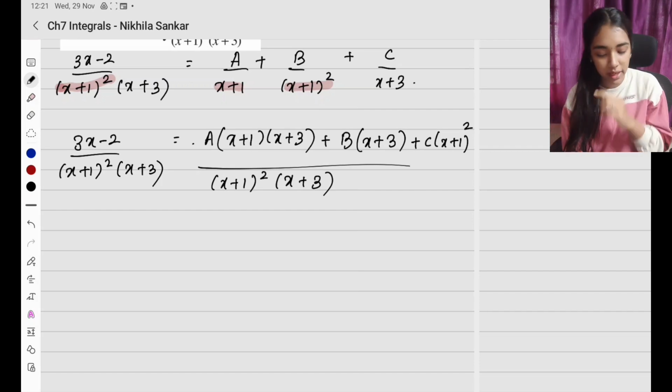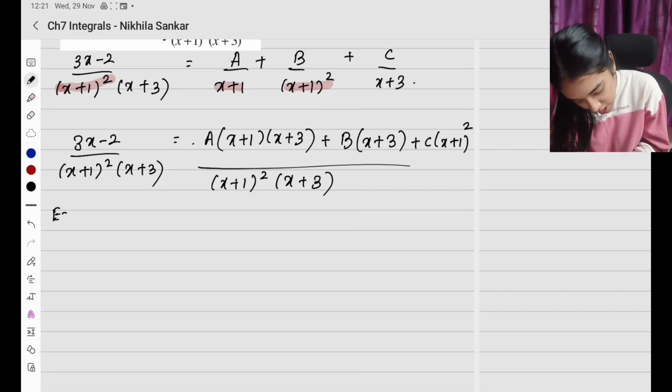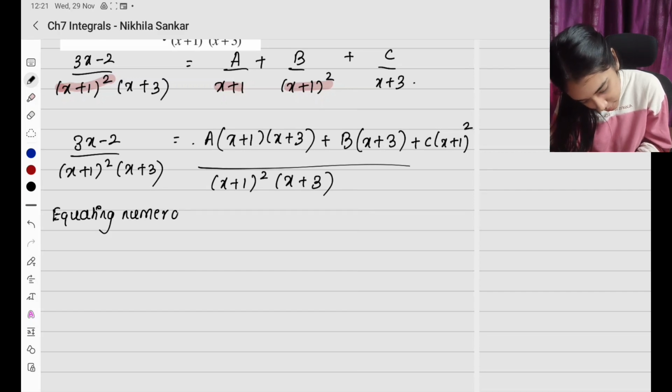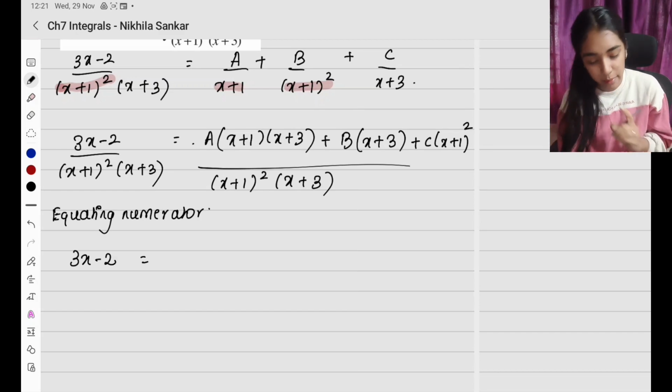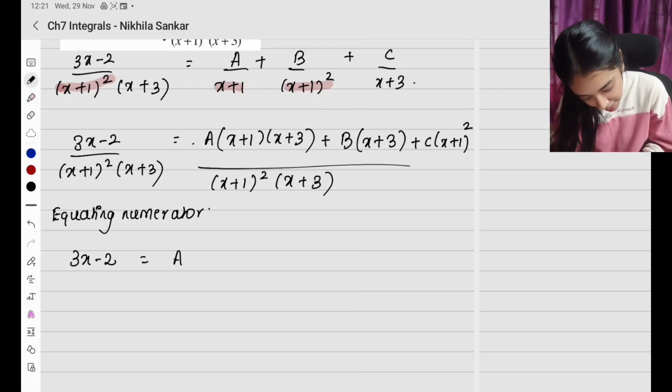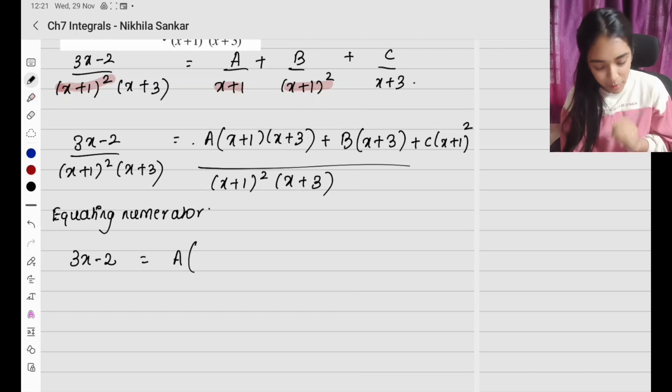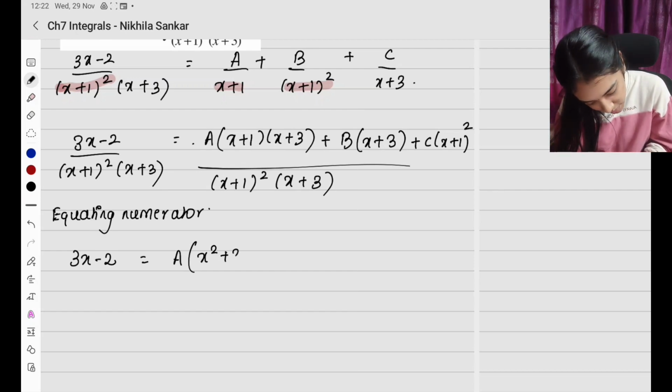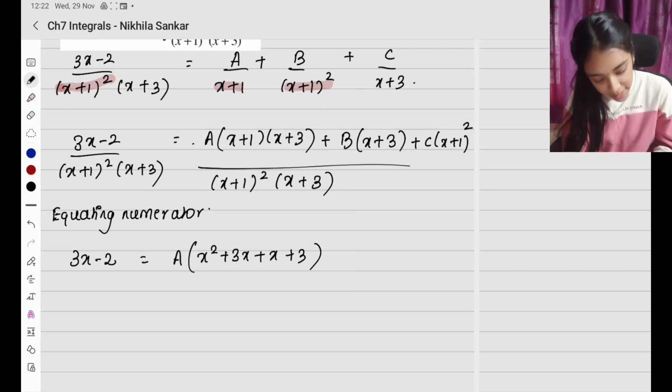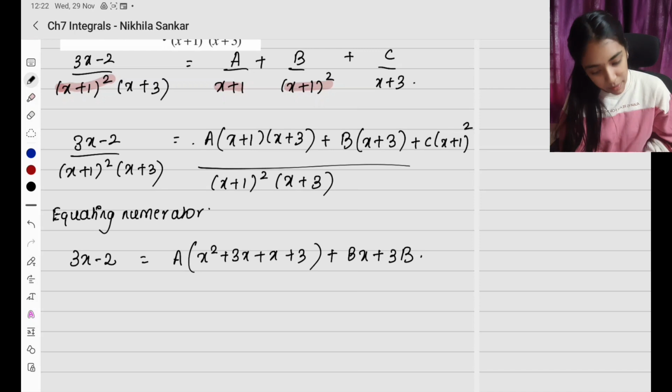Since the denominators are equal, I'm going to equate the numerator. So equating numerator, I have 3x minus 2 equals, I'm going to multiply each and every term. So first a times (x plus 1)(x plus 3), let's multiply. So I have x square plus 3x plus x plus 3. So this is the first term. Next term? I'll multiply b inside. So I have bx plus 3b.